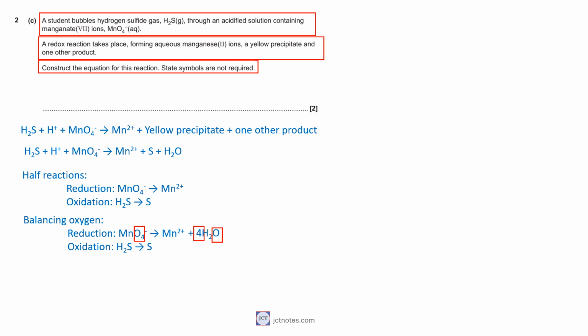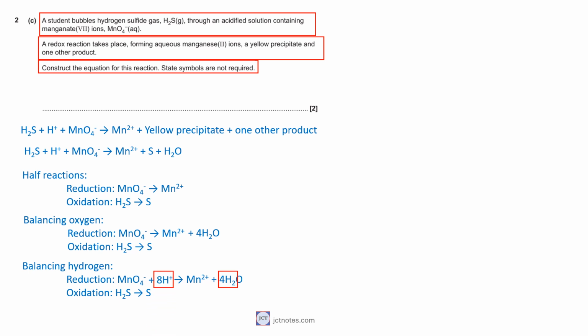We balance the hydrogens. In the reduction reaction, we have 8 hydrogens due to 4 molecules of water as product. We add 8 protons as reactant to equalize these. In the oxidation, we have 2 hydrogens provided by the hydrogen sulfide as reactant. We equalize these by adding 2 protons as product.